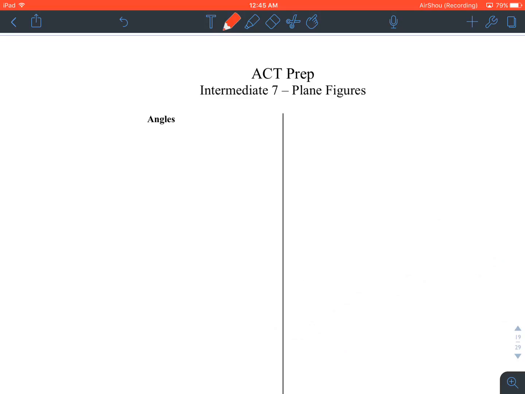Alright, this is intermediate lesson 7, plane figures. A lot of blanks here on your paper, so that's going to mean lots and lots of writing. Let's first talk about an angle.